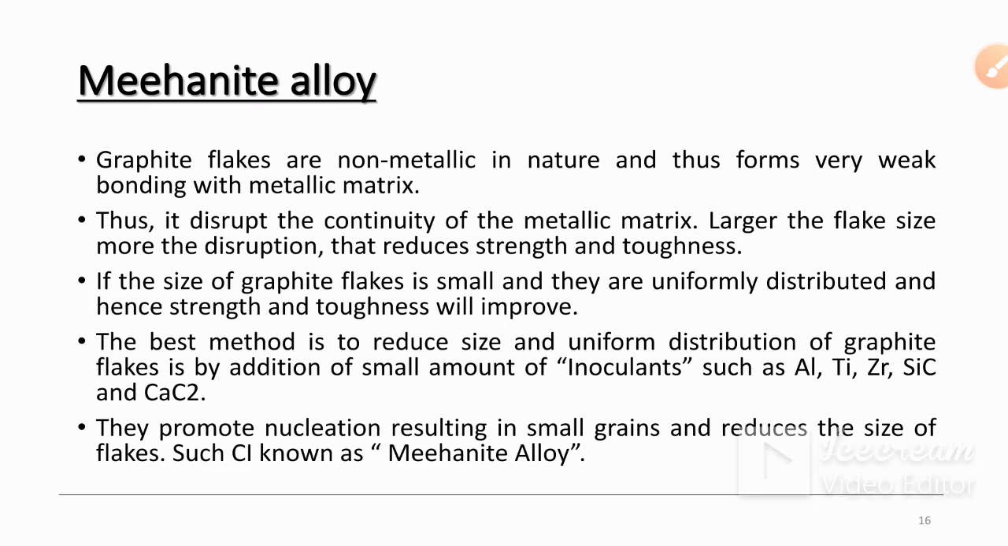Such cast iron is known as Meehanite alloy. In Meehanite alloy, we need to reduce the length of the graphite flakes and distribute them uniformly in the whole metal, so we need to add some inoculant. Aluminum, titanium and zirconium are the common inoculants added in this alloy. By addition of these inoculants, nucleation takes place, small grains are formed, and small graphite flakes with uniform distribution are obtained. Such an alloy is known as Meehanite alloy.